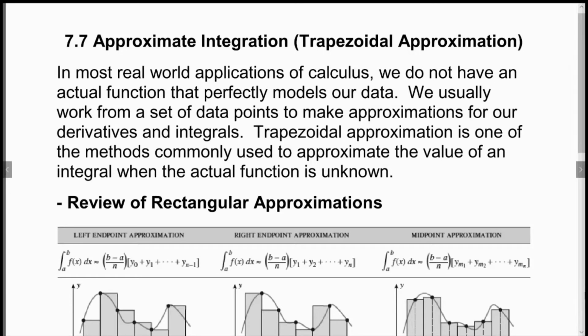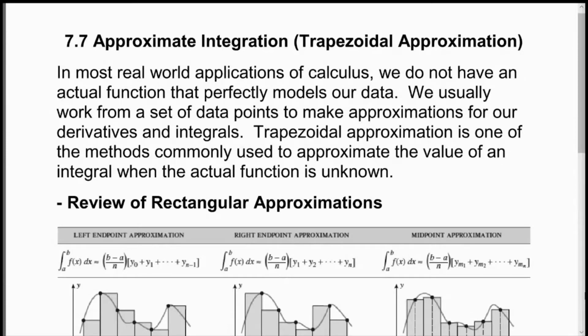This is AP Calculus BC, and in this video I'm going to talk about section 7.7, and the topic of this section is trapezoidal approximation. Your book calls it approximate integration because they go into some other things that are beyond the scope of this course, like Simpson's rule. We're going to keep it really limited to just trapezoidal approximation.